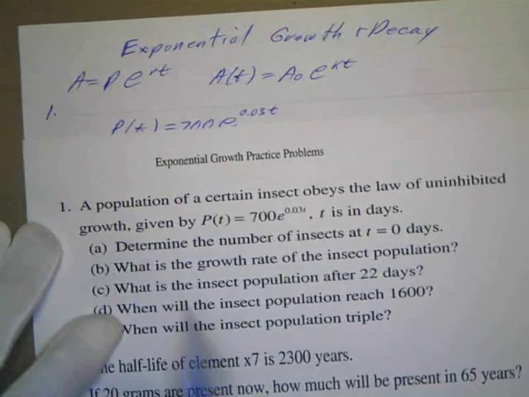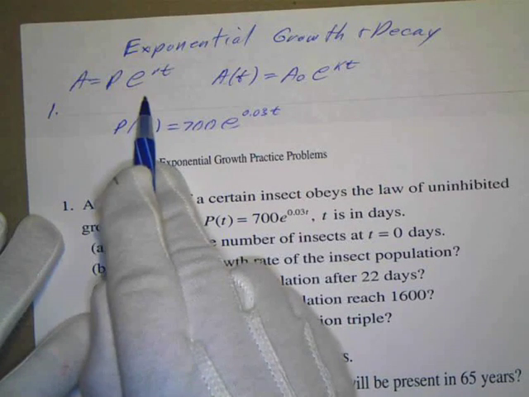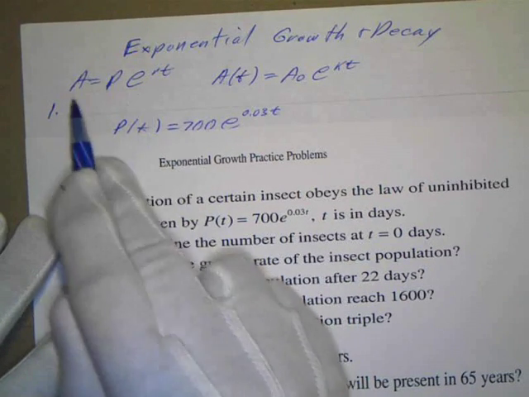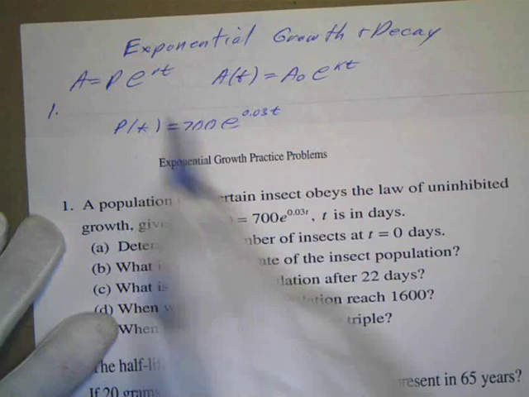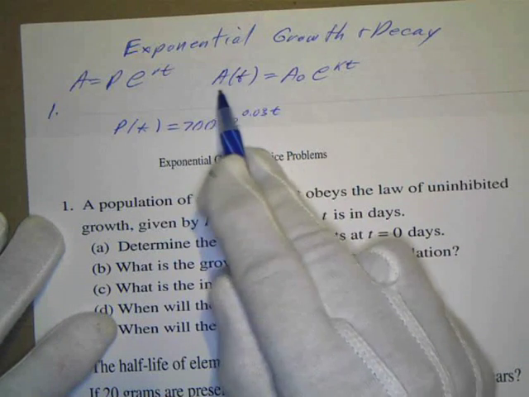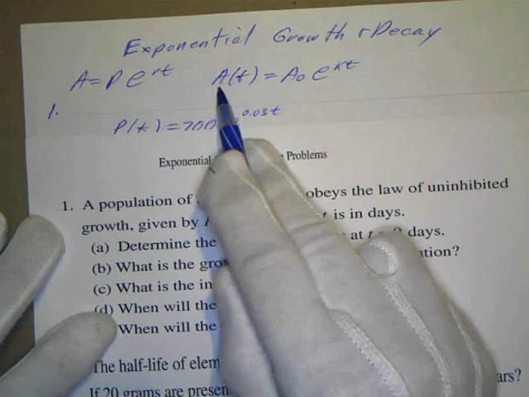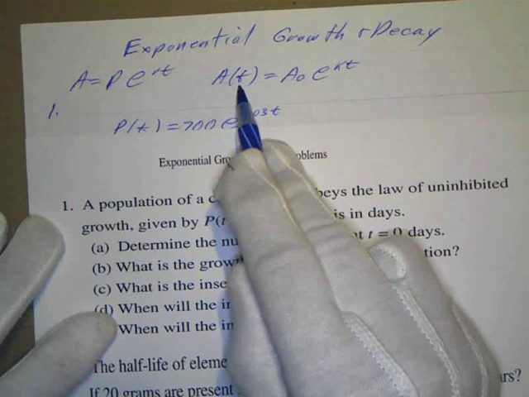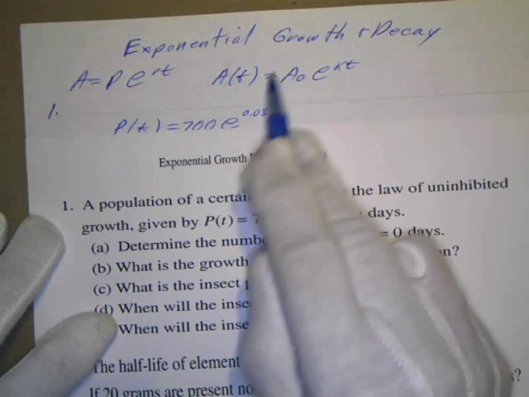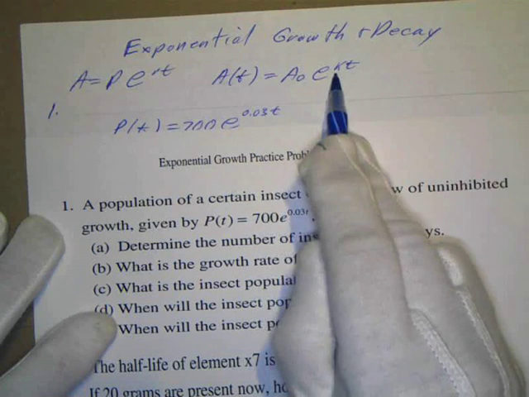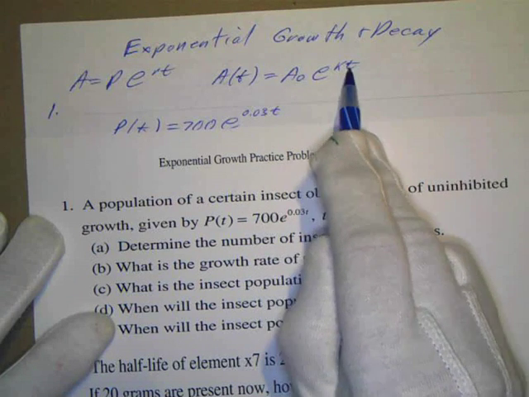So we can use our good old PERT, which is how we calculate interest continuously: amount equals principal times e to the rt. In more general applications, the amount we have at any time, for continuous growth, is equal to a sub 0, the initial amount, times e to the kt, where k is the growth constant and t is the time.